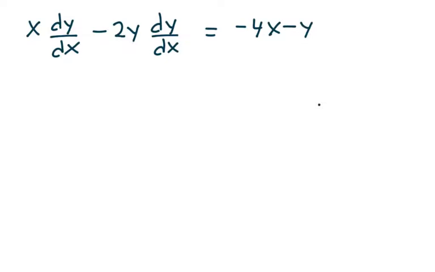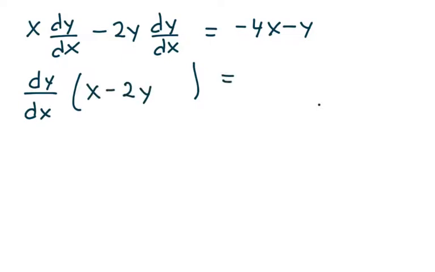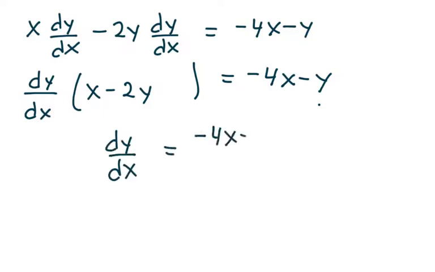So I'm going to factor out a dy/dx because that's what's going to allow me to solve for dy/dx, right? And so I'm going to multiply by x minus 2y, and I'm going to set that equal to negative 4x minus y. And so dy/dx is going to be negative 4x minus y divided by x minus 2y.